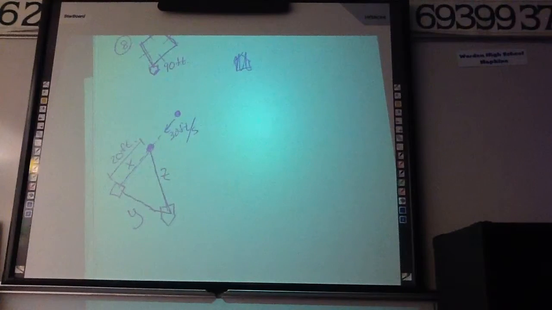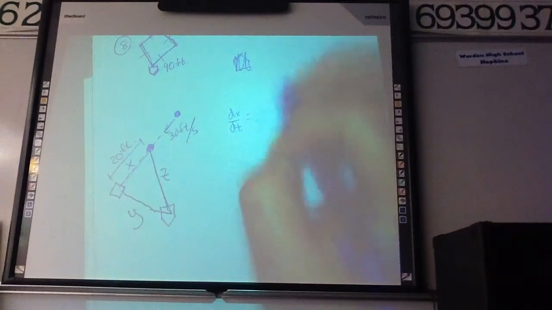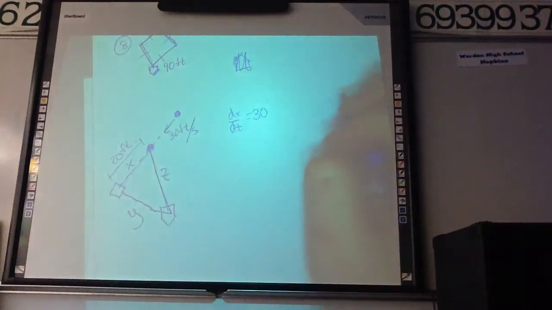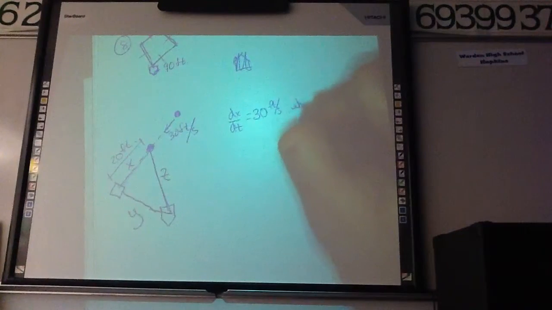Is there a relationship that we know between those three? They all change at 30 feet per second. Nope, just X changes. So what would that be? dx/dt is 30 when X is 20. Do you want to call it positive or negative 30? Positive. When X is 20 feet.